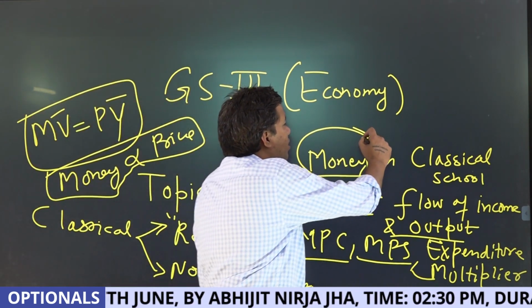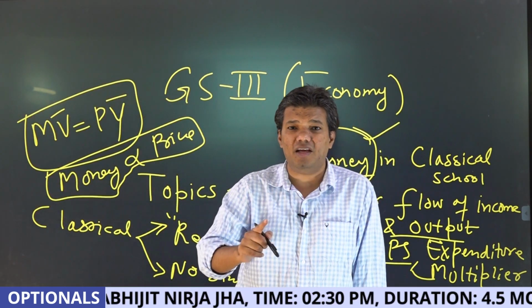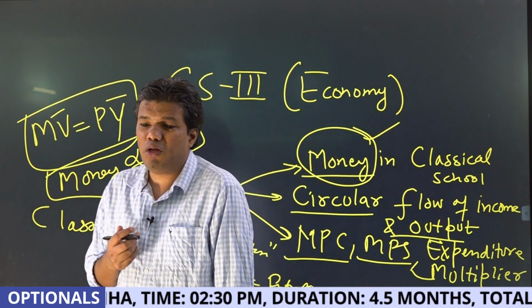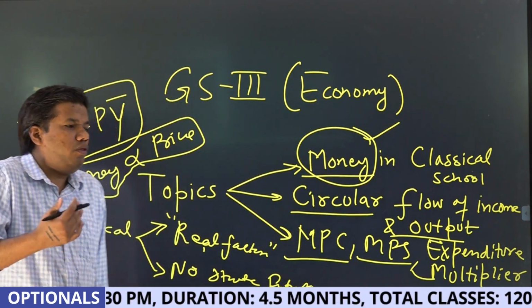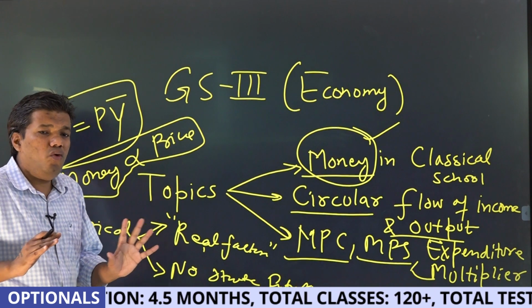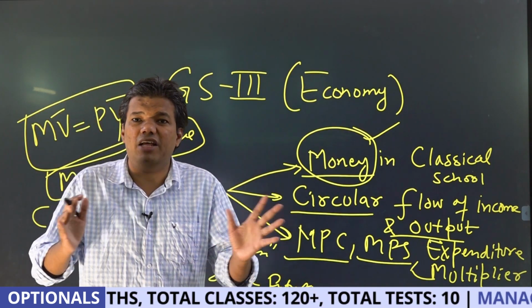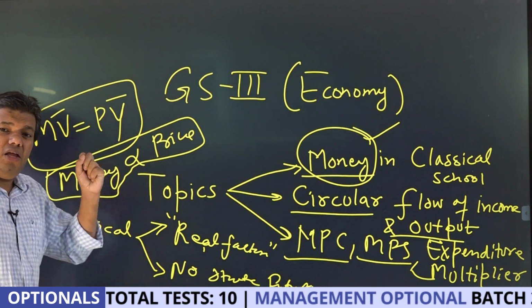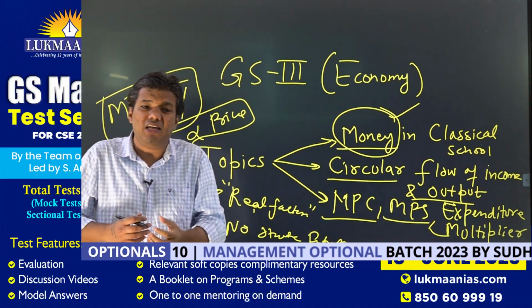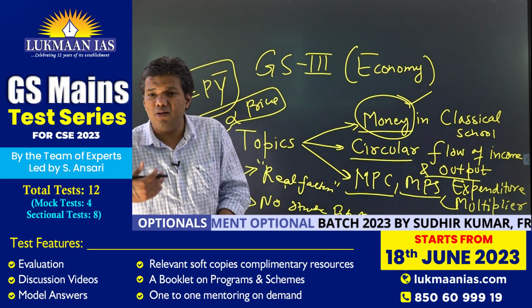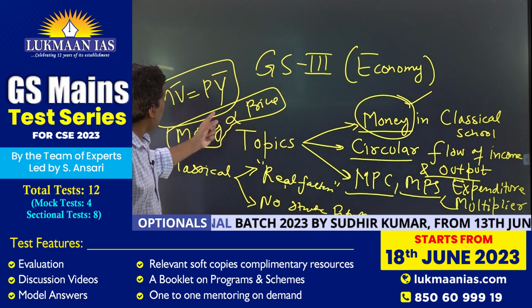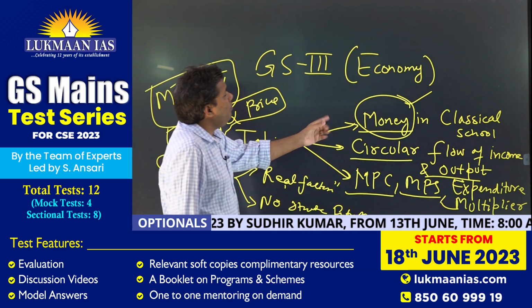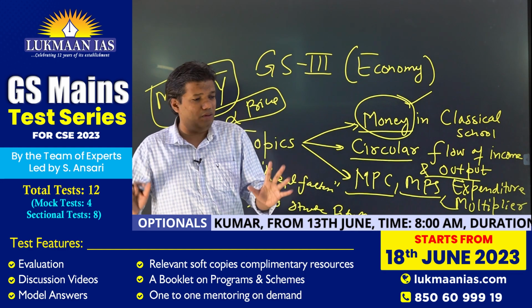So the role of money is, see, what the classical school said is that money has no role other than the role of transaction. But the mercantilist school emphasized the role of money. They said that money can stimulate demand and consumption. But the classical school said money is mainly for transaction purposes.